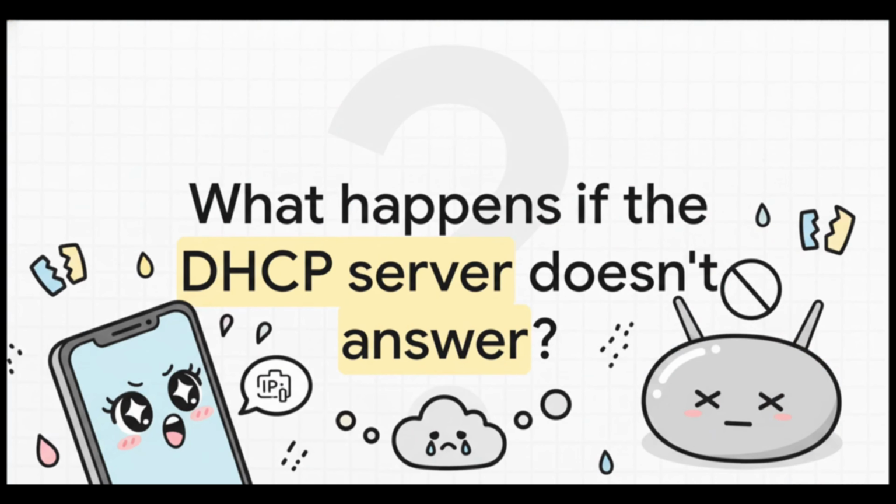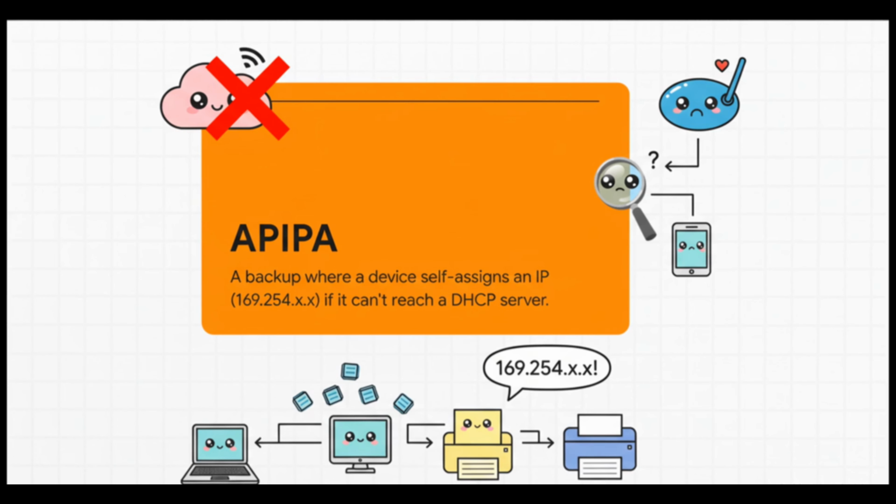Okay, but what if something goes wrong? What if your device shouts out for an address, but the DHCP server, your router, is maybe turned off or it's not working right, and there's just silence? Does your device just give up? Nope. It actually has a backup plan called APIPA. If a device can't find a DHCP server to talk to, it just assigns itself a special temporary address from a reserved range. Now here's the crucial part. This address is only for talking to other devices on the same local network. It can't be used to get out to the internet. It's a fallback that lets your laptop still talk to your local printer even if your main internet connection is down.